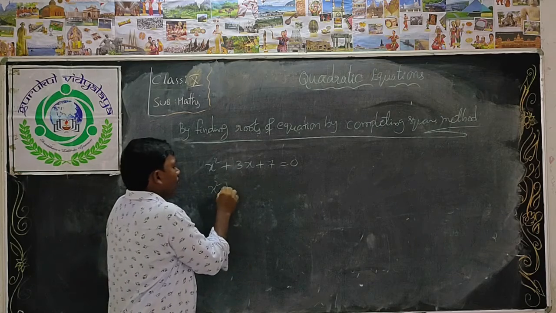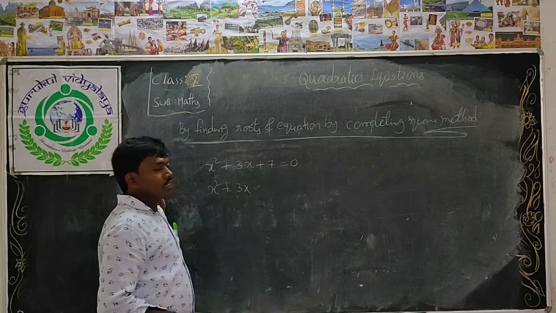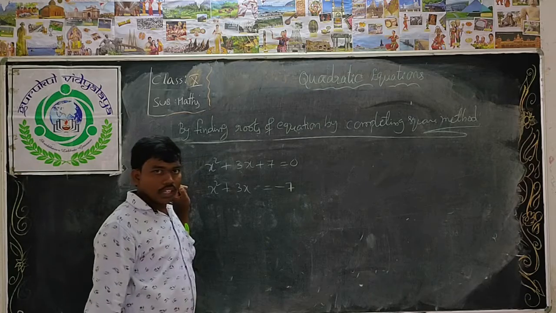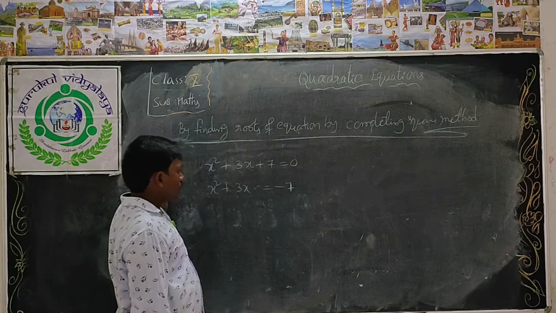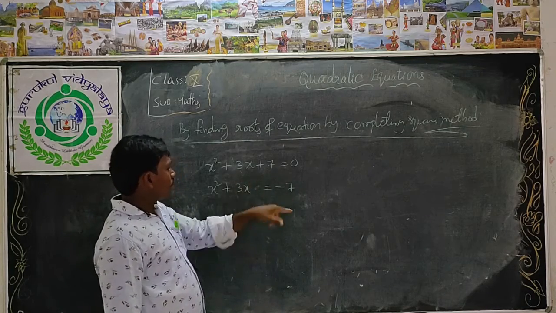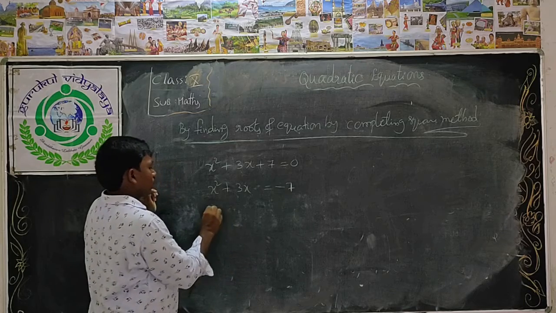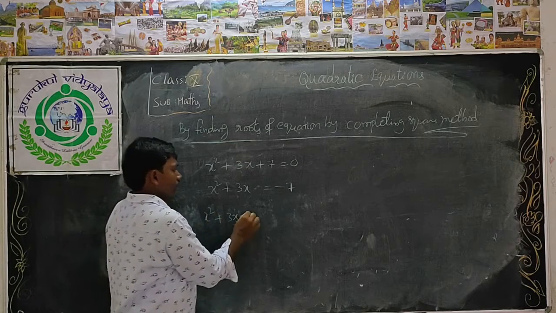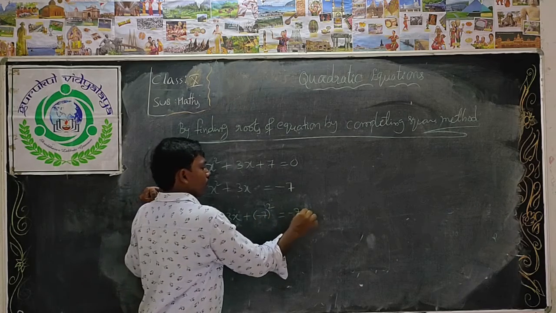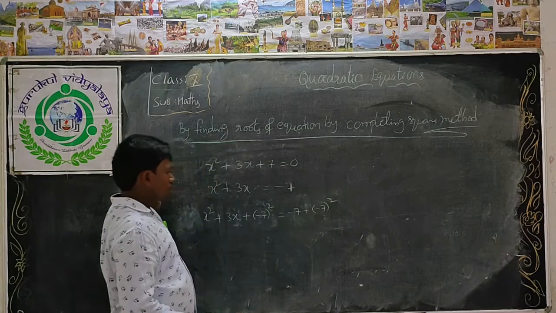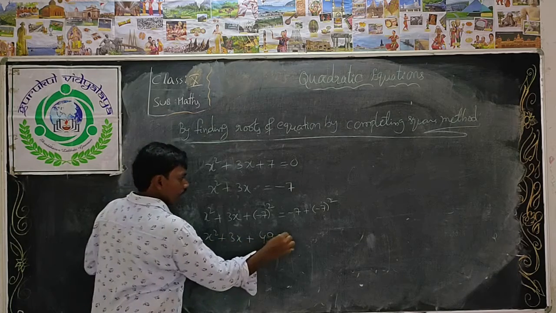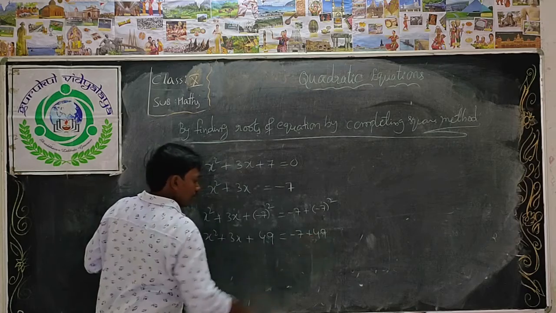The first step: x square plus 3x plus 7 equals 0. The plus 7 sent to the RHS will become minus 7. Next, now adding the square on both sides. Okay children, see, x square plus 3x plus 49 is equal to minus 7 plus 49.